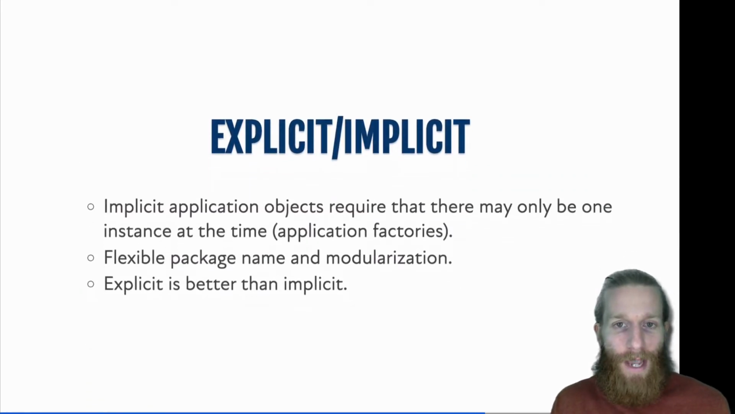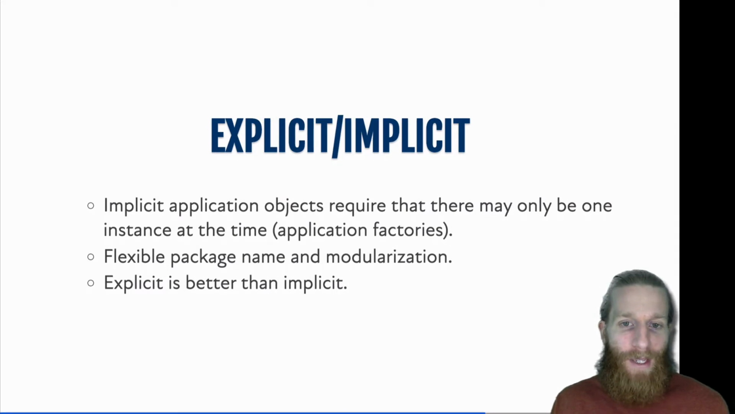There are a lot of reasons that you might want to define an app. Implicit requires there's only one at a time, so you can't test 20 versions of your app at the same time. By being explicit, you can use different package names, and it's pretty easy actually to split your Flask app into like 5 different files if you want, because you're explicit about what piece is actually the application.